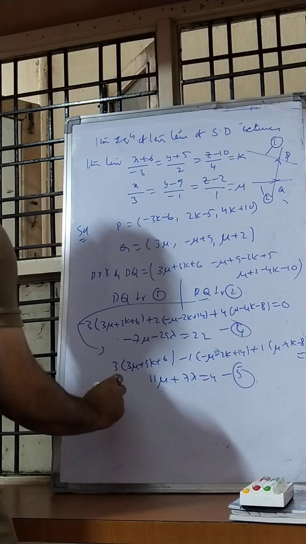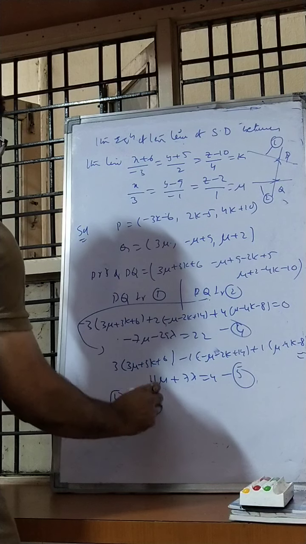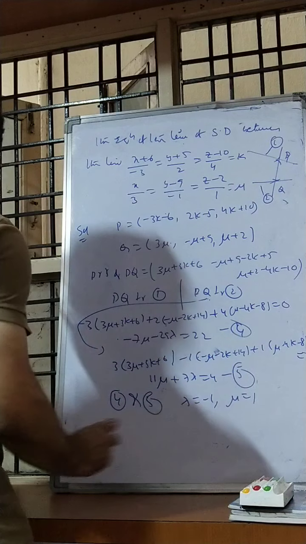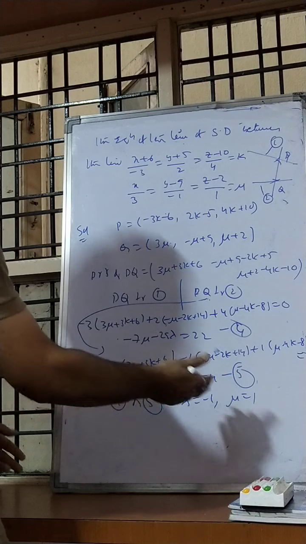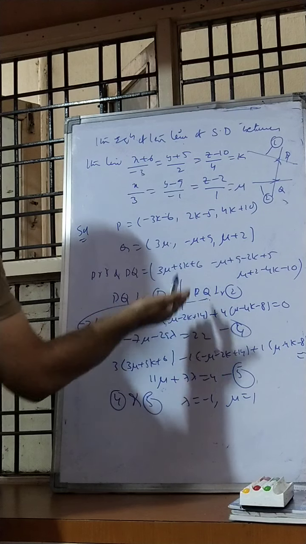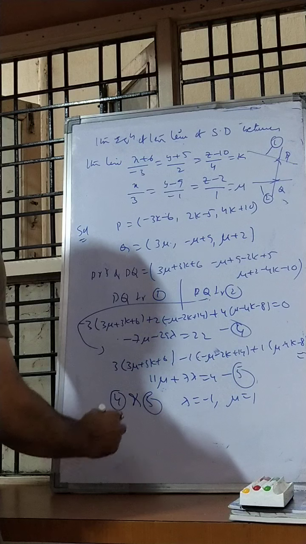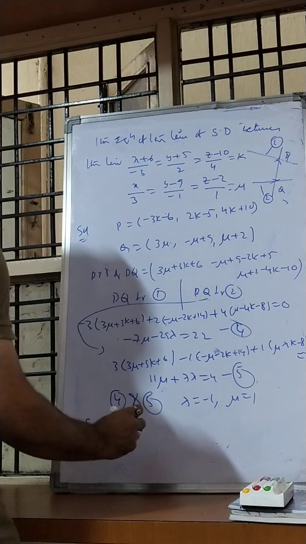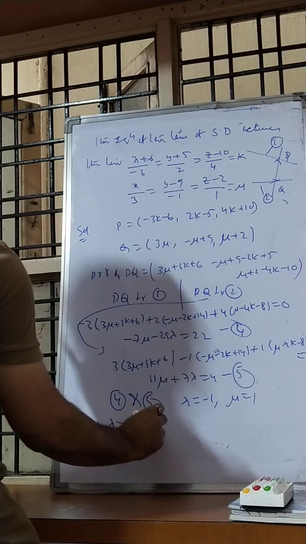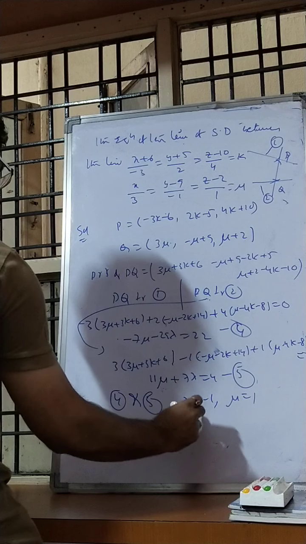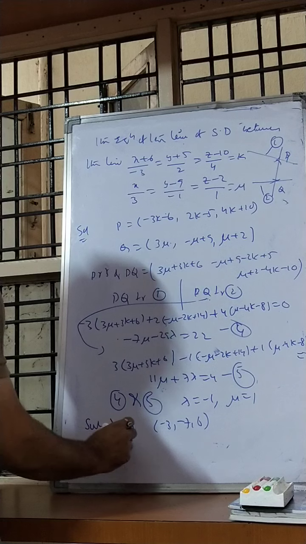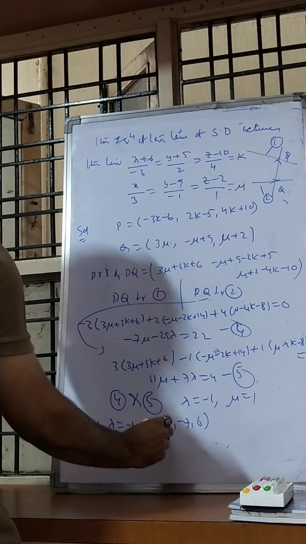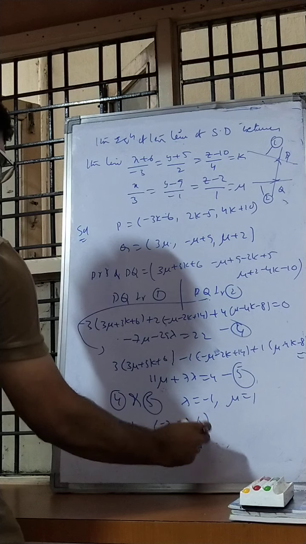If you solve equations 4 and 5, you will get lambda is equal to minus 1 or mu is equal to 1. Lambda is equal to minus 1, mu is equal to 1. You substitute lambda and mu, you will get 2 points. Substituting lambda is equal to minus 1, you will get minus 3, minus 7, 6. Substituting mu is equal to 1 in the second one, you will get 3, 8, 3.